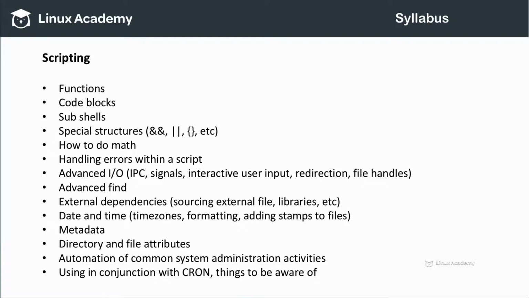A big concept for date and time. We'll talk about date, time zones, how we format those things, and how we can add those so that we have cron jobs that can run under a certain period of time and then append the results with the timestamp to a file that we can then do other reactions on. We'll talk about metadata on our file system, directory and file attributes, and then we'll start to put it all together when we talk about the automation of common system administration activities that we can do within our shell scripts.